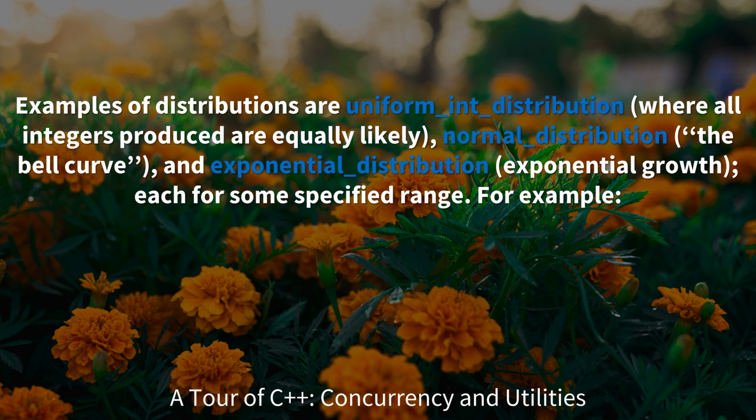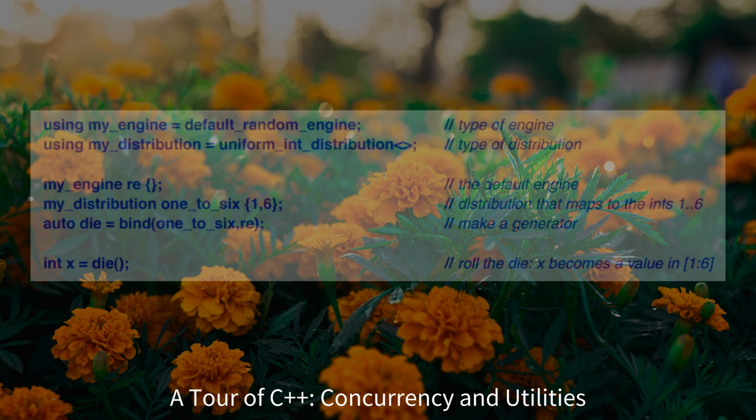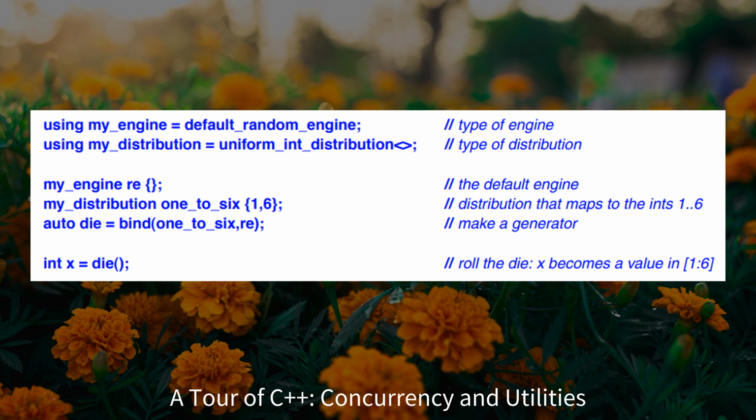For example, using my_engine = default_random_engine; // type of engine. using my_distribution = uniform_int_distribution<>; // type of distribution. my_engine re {}; // the default engine. my_distribution one_to_six {1,6}; // distribution that maps to the ints 1..6. auto die = bind(one_to_six, re); // make a generator. int x = die(); // roll the die: x becomes a value in [1:6].